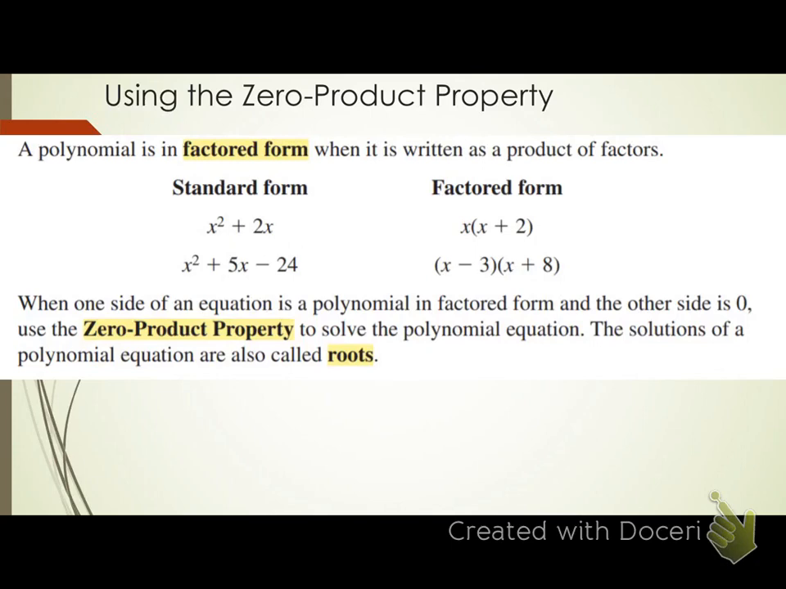This last paragraph at the bottom: when one side of an equation is a polynomial in factored form, so one of these two things, and the other side is 0, meaning it equals 0, we use what we call the zero product property to solve the polynomial equation. We'll talk about the zero product property on the next slide. The solutions of a polynomial equation are also called roots. So you can call them solutions or you could call them roots.